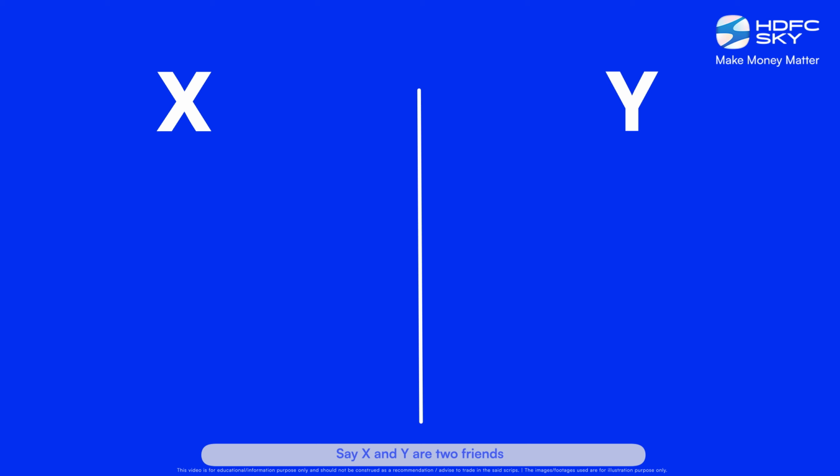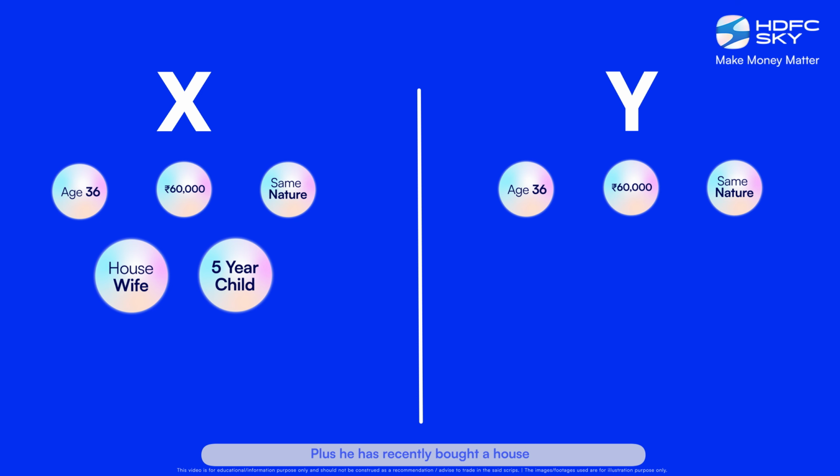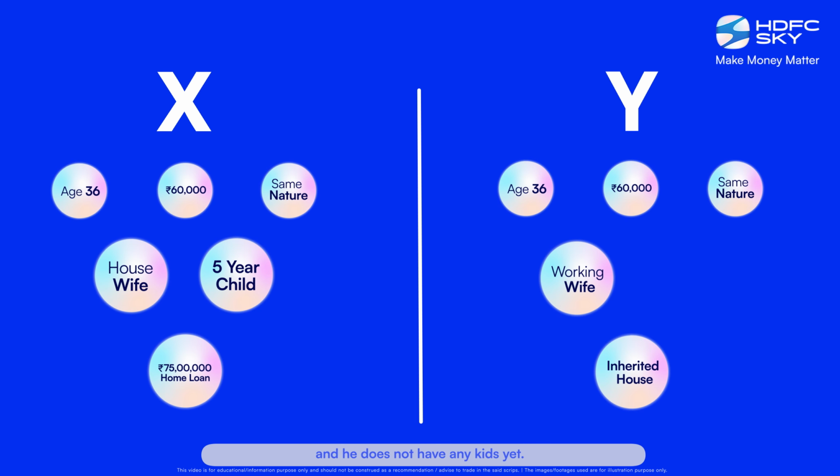Let's take an example to understand risk profiling. Say X and Y are two friends who are of the same age, the same salary, and also slightly the same nature. But the key difference is X's wife is a housewife and he also has a 5-year-old child. Plus he has recently bought a house using a 75 lakh rupees home loan. Y, on the other hand, lives in an inherited house. His wife is also working and he does not have any kids yet.